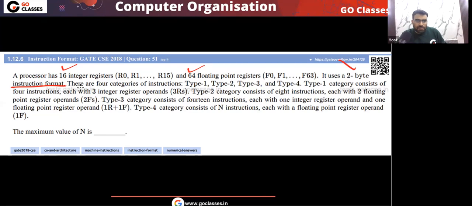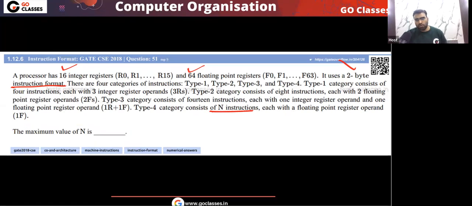Next, there are 4 categories of instructions: type 1, type 2, type 3, type 4. Type 1 category consists of 4 instructions, each with 3 integer register operands. Type 2 category consists of 8 instructions, each with 2 floating point register operands. Type 3 category consists of 14 instructions, each with 1 integer register operand and 1 floating point register operand. Type 4 category consists of n instructions, each with a floating point register operand. The maximum value of n?